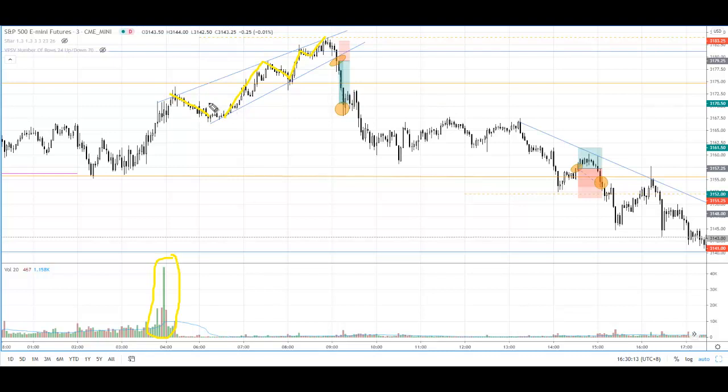Definitely a very clear shortening of the up wave, because let me delete this. So this is the up wave, up wave, up wave again.